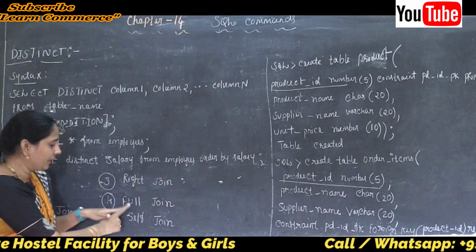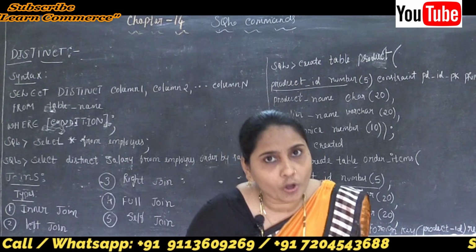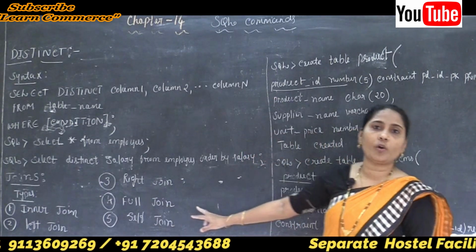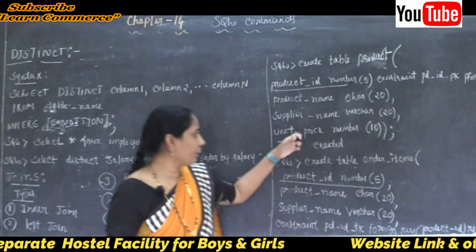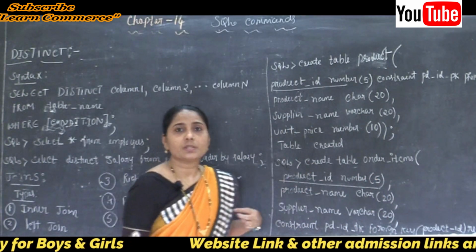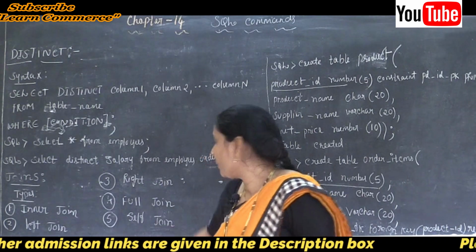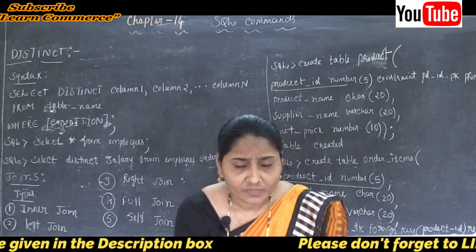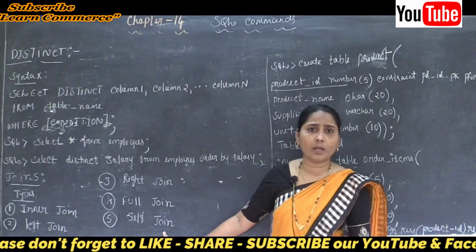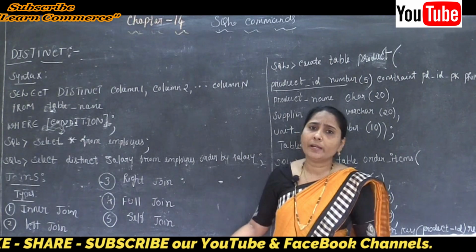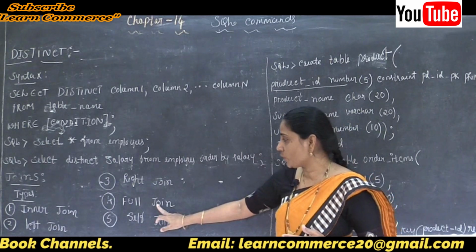Clear on this point? Next is the full join. It returns all rows when there is a match in one of the tables. Maybe if any match is in table 1, for example this one here, because of the product_ID. So we can say that about our full join: it returns all rows when there is a match in one of the tables. If any column matches with the other table, it returns the value in the result table. Okay, so this is about the full join.